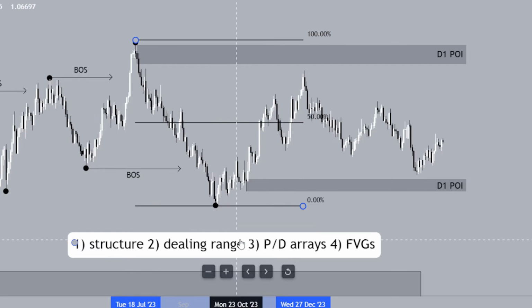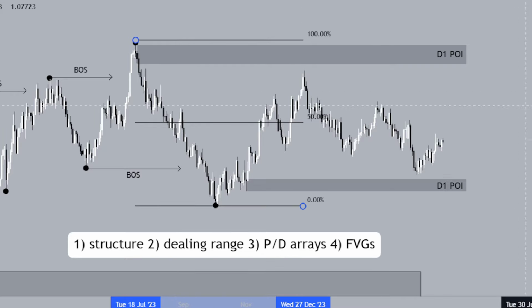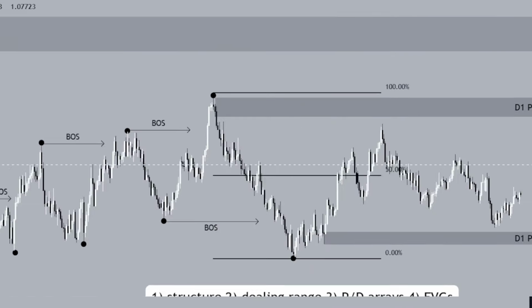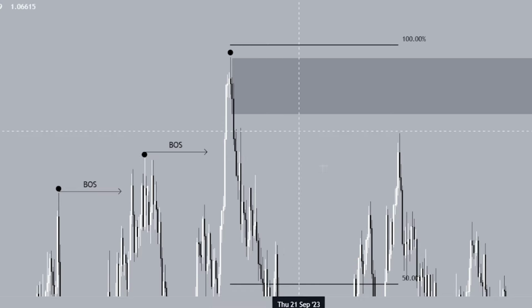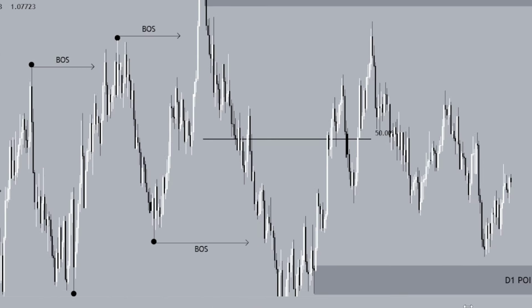So this also gives us, in conjunction, our PD arrays, right? We have the 50% level over here, anything above. So this POI is in premium, this POI is in discount, and the fair value gaps have been marked out with the POIs respectively. Right, now from here, we should look at more recent fair value gaps as well.